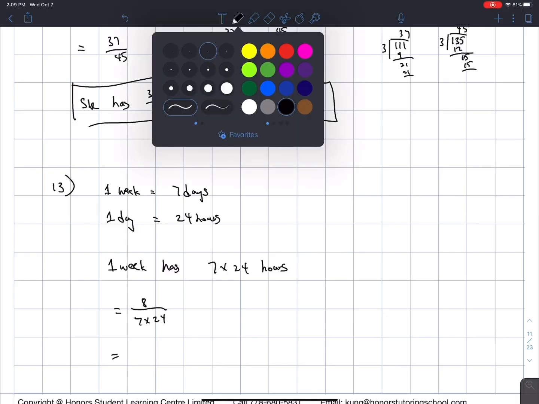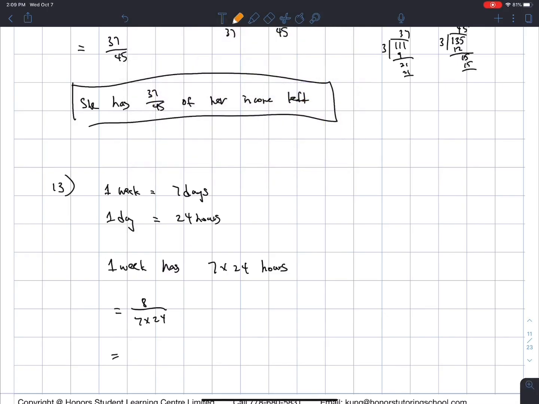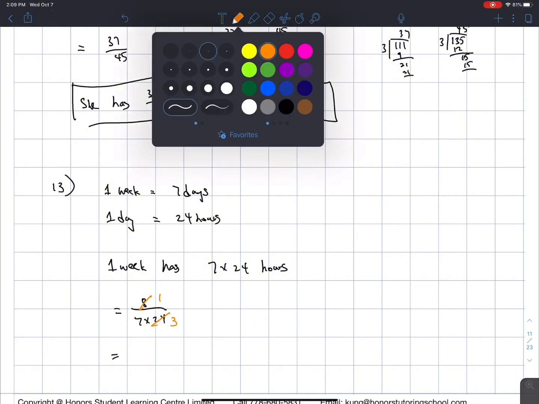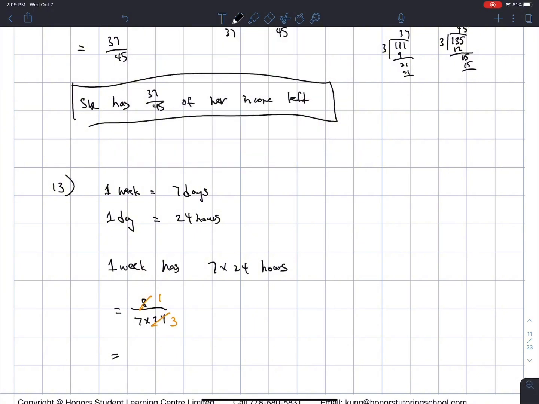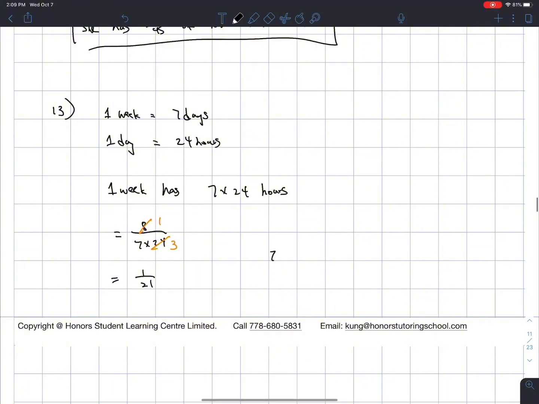And now I can simplify. I can divide this by 8 to get 1, divide this by 8 to get 3. So this is something that I'm going to show you very soon. But you're allowed to do this. As long as you divide both the numerator and denominator by the same number, you're allowed to simplify. So now it becomes very easy. It becomes just 1 over 21. Denominator is 7 times 3. So you can say 8 hours is 1 out of 21 of a week.